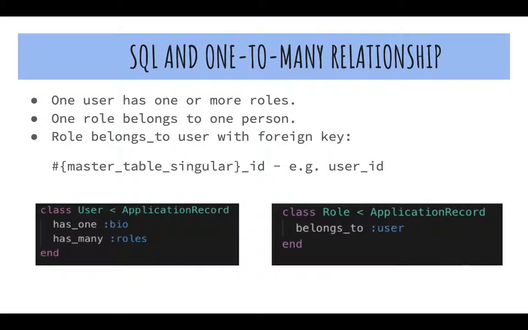This is lesson 11. One user in this relationship can have one or more roles, but the role belongs to one person. Role belongs to user with a foreign key. So we use the master table singular ID, for example, user_id. So user has one bio, but he or she has many roles, and the role belongs to user. We have to add the has_many ourselves.